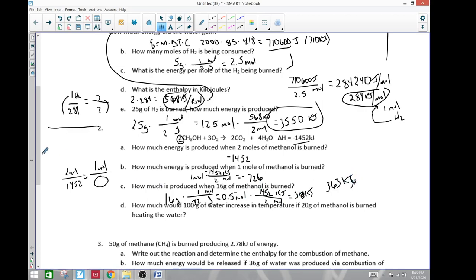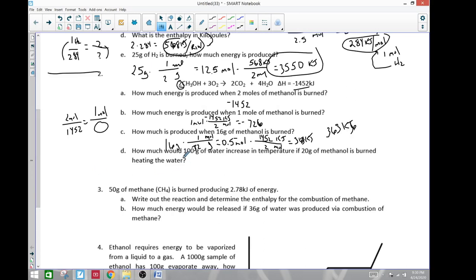All right. How much would 100 grams of water increase in temperature if 20 grams of methanol is burned in heating water? Okay. So we just do this. Q equals mass times change in temperature times specific heat. And I have everything except I need this change in temperature. So this has to be in joules. So 363,000 equals the mass of, hold on a second, 20 grams.